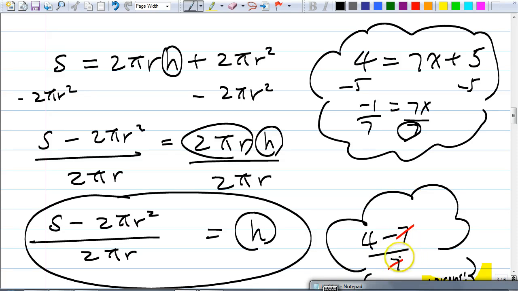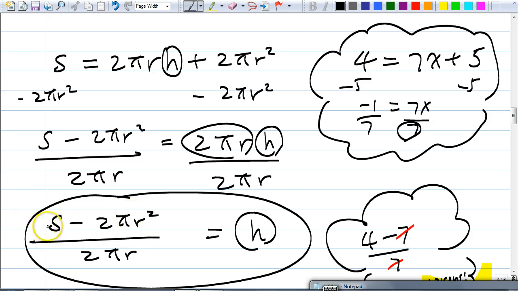Not only that, what are you doing when you're canceling out? How do you get rid of this? What are you really doing when you cancel this out? The shortcut is that you are dividing the numerator and the denominator by 7. Does 7 go into 4 minus 7? No, it doesn't. So here, does 2 go into the whole numerator?